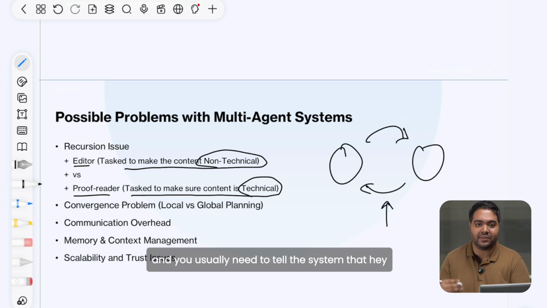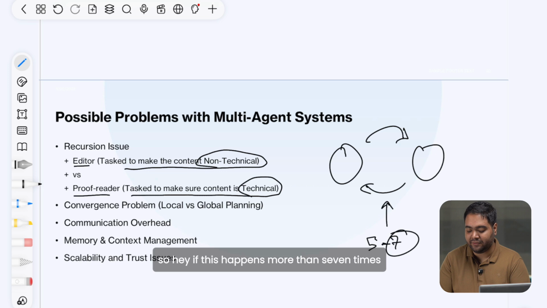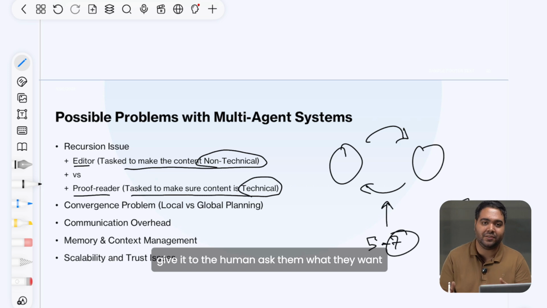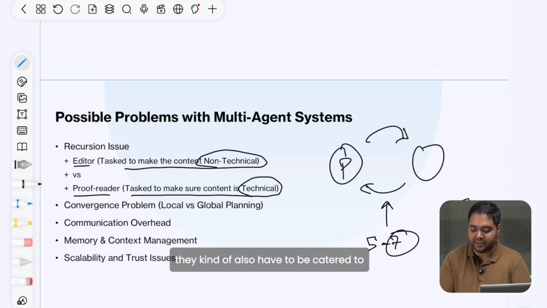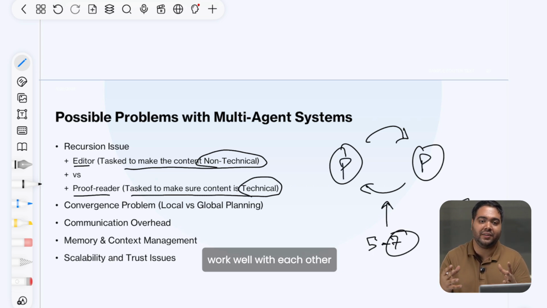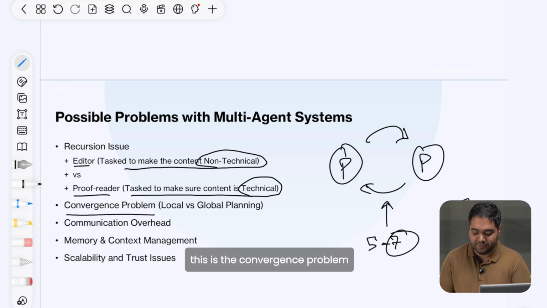And you usually need to tell the system that, let's say, if this happens for more than 5 or 7 times, let's choose the example of 7. So, if this happens more than 7 times, you just need to stop, take whatever you have, give it to the human, and ask them what they want. So in this scenario, you kind of have to be careful, and each of these different individual prompts also have to be catered to work well with each other. This is the convergence problem.